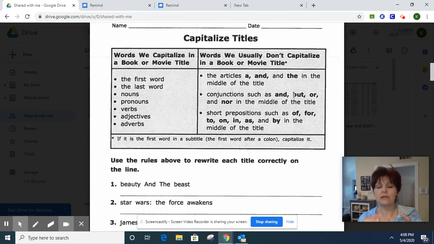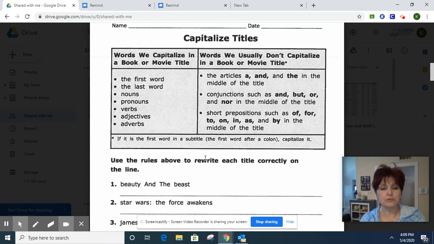Other words, like small words, and, but, or, nor, those in the middle, and these are prepositions like of or for, to or on. Remember, prepositional phrase, the cat sat on the chair. On the chair is a prepositional phrase. So on is your preposition. So short prepositions like of or for or to or on or in or as. So those are parts that may not need to be capitalized.